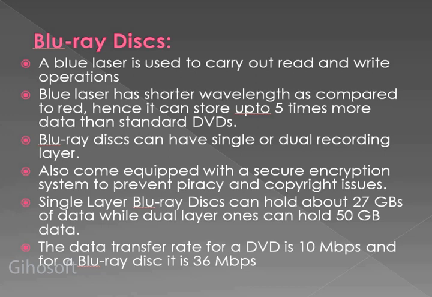If you are using a laser light with a shorter wavelength, that means the concentric tracks or the spiral tracks which you make would be of less width. That means on the same disc you can add more tracks, and it can store up to 5 times more data. One DVD is 4 GB and one Blu-ray disc is roughly 20 or more than 20 GBs. Blu-ray discs can have single or dual recording layers. There are two types of Blu-rays available.